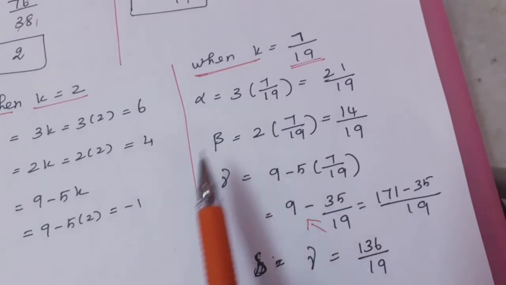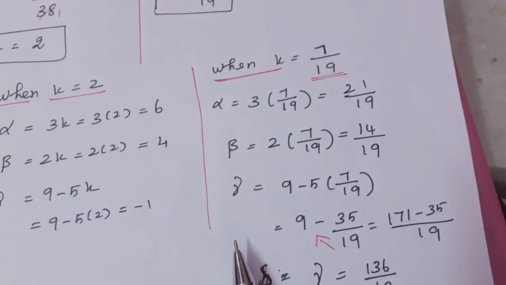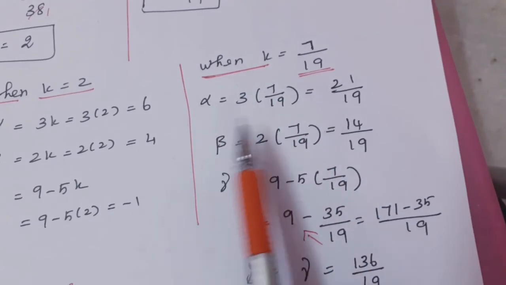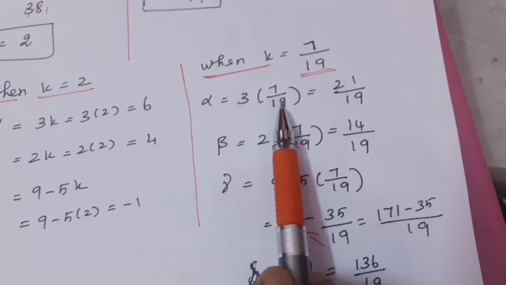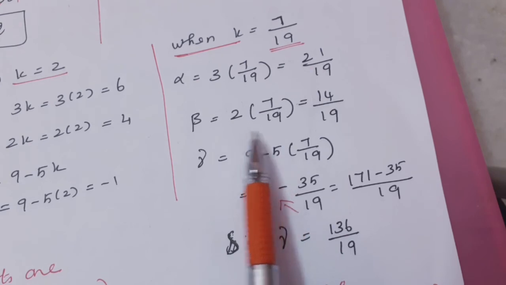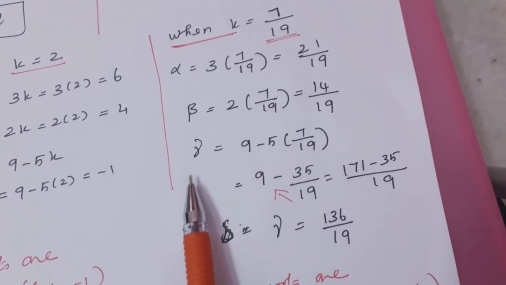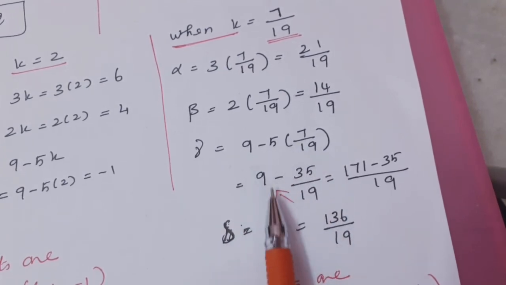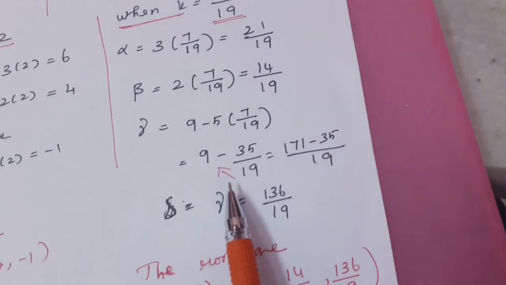Now when k equal to 7 by 19, because we get two values, this is a quadratic equation in terms of k. k equal to 7 by 19 means alpha equal to 3k, 3 into 7 by 19, 3 7s are 21, so 21 by 19. Beta equal to 2 into 7 by 19, 2 7s are 14, so 14 by 19. Again gamma equal to 9 minus 5 into 7 by 19. 5 7s are 35, so 35 by 19.